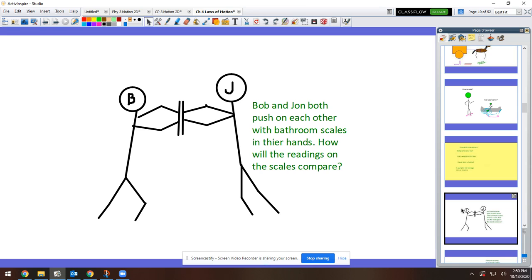Let's say it was maybe 30 or 40 newtons even, and we wouldn't go anywhere. Or 30 or 40 pounds because we're using scales. We wouldn't go anywhere.